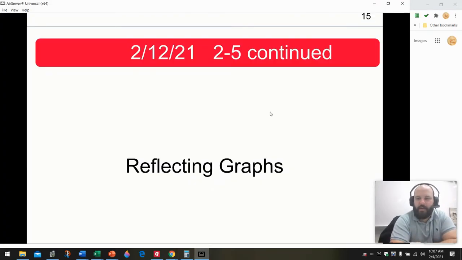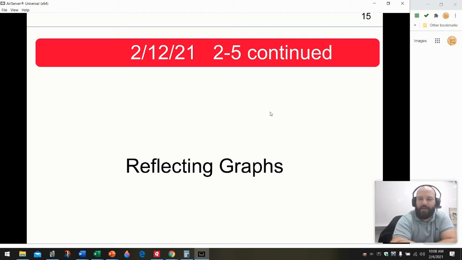Okay, hello everybody. So today we're going to continue our discussion in Chapter 2, Section 5, and I'm going to show you another type of rigid transformation. If you recall in the last video, we discussed how to figure out a shift for a graph. You can either shift horizontally or you can shift vertically. Shifting was one of two types of what we call rigid transformations.